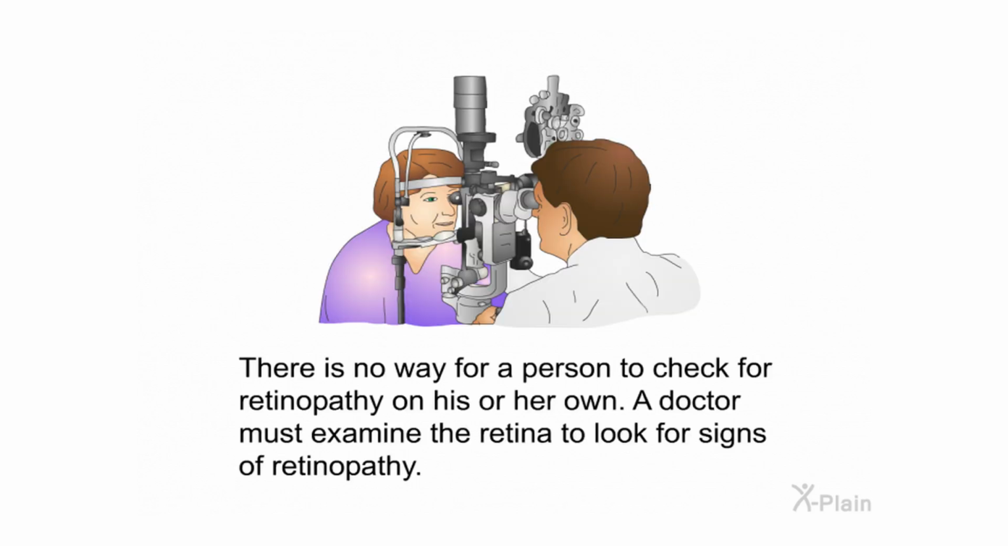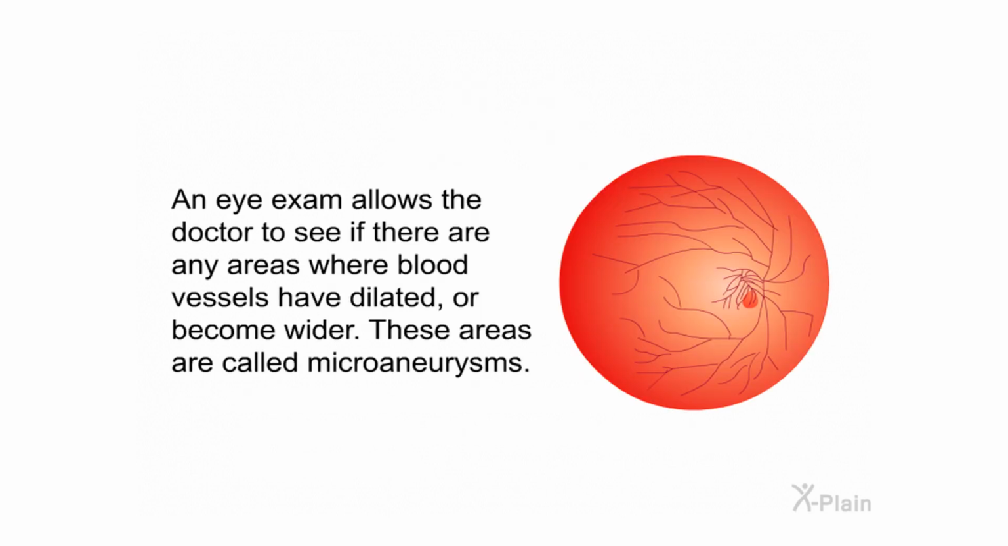Diagnosis. There is no way for a person to check for retinopathy on his or her own. A doctor must examine the retina to look for signs of retinopathy. An eye exam allows the doctor to see if there are any areas where blood vessels have dilated or become wider. These areas are called microaneurysms.